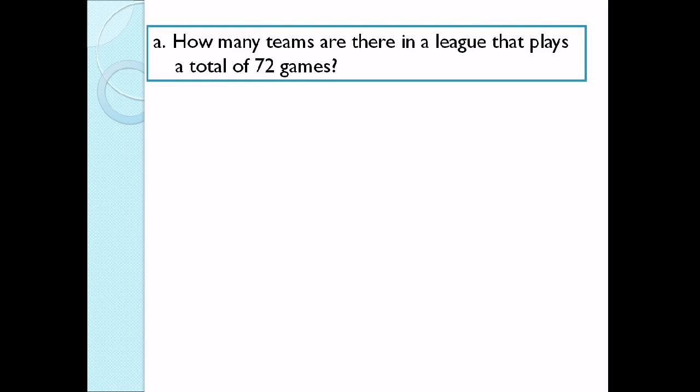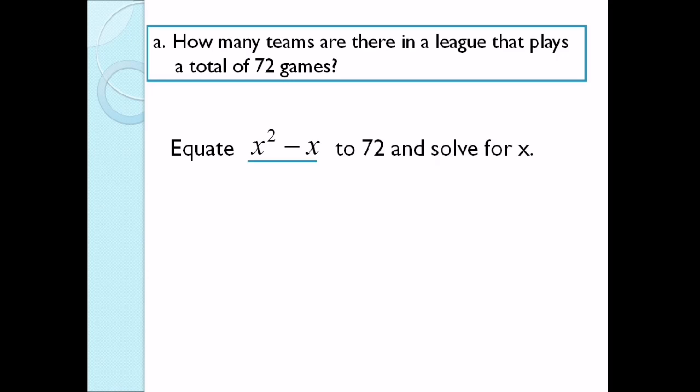So let's have the first question. We're talking about the teams in the league wherein it plays a total of 72 games. So we need to equate x squared minus x to 72 and solve for x. So ang ating x squared minus x, that is the total number of games played, which is equal to 72. So therefore, x squared minus x equals to 72.